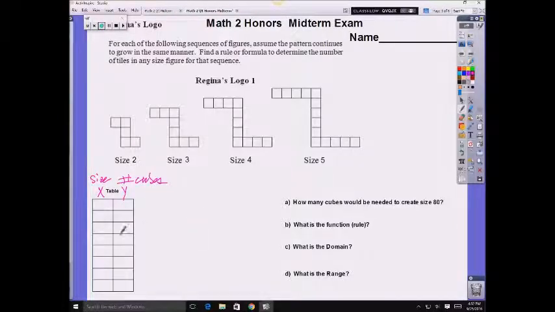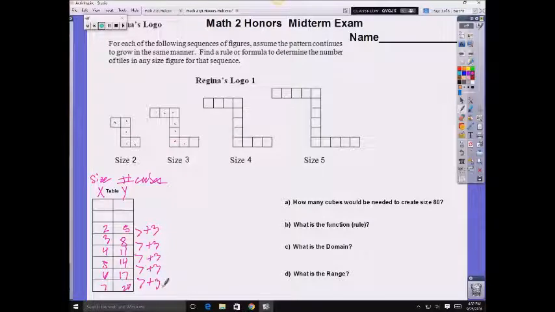So size 2 requires 5 cubes. Size 3 requires 8 cubes. Size 4 is 11. Size 5 is 14. Size 6 is 17. Size 7 is 20. It's linear because each size requires 3 additional cubes. So every time you go up a size, you go up 3 cubes.